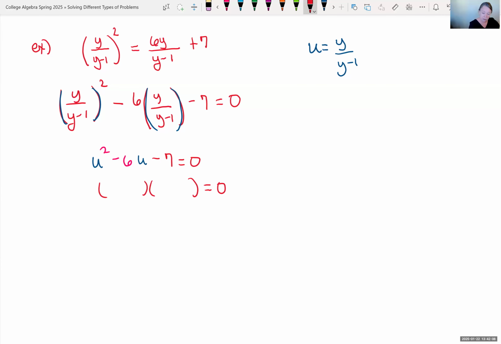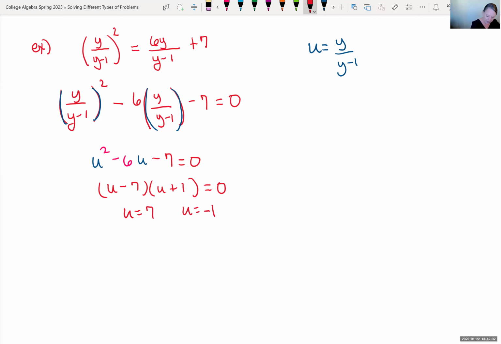There are two numbers that multiply to negative 7. It would be a negative 7 and a positive 1. So we can factor this as (u minus 7)(u plus 1) equals 0. Setting each factor equal to 0, u minus 7 is 0 when u is 7, and u plus 1 is 0 when u is negative 1.